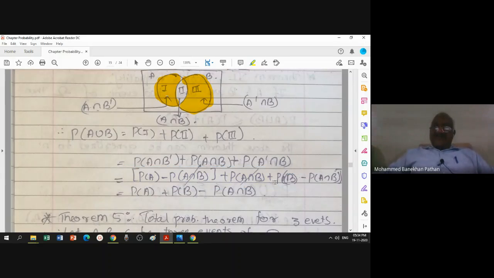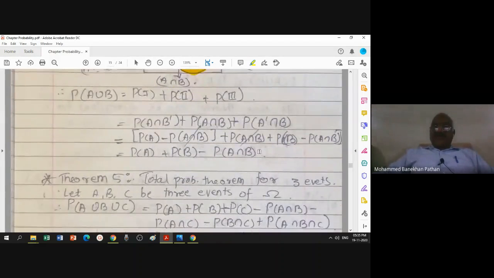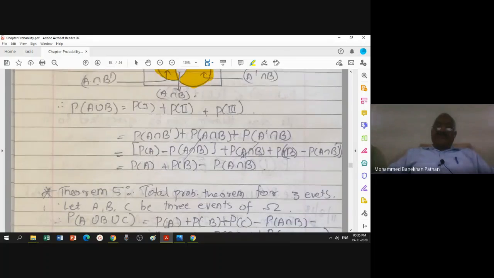This is the answer for probability of 3. This square bracket is probability of 1, and probability of 2 is directly A common B. This minus probability of A common B cancels with plus probability of A common B. So the result you get is P of A plus P of B minus P of intersection. This is the theorem for 2 events.